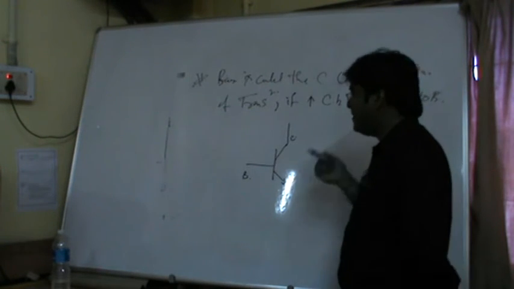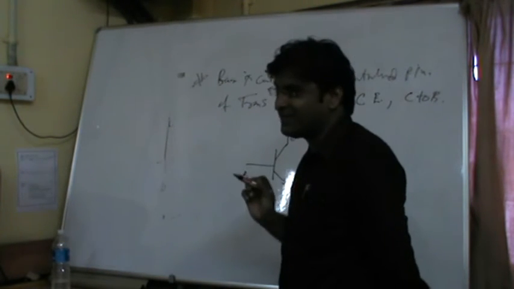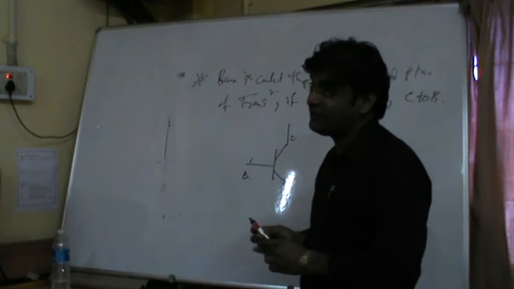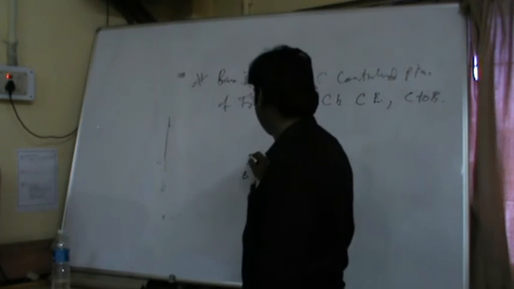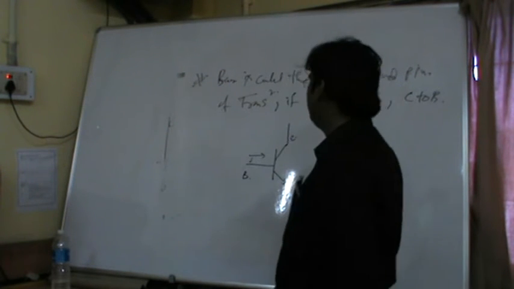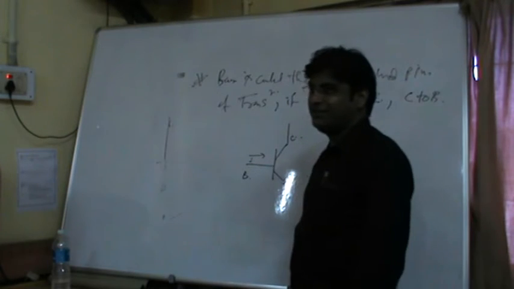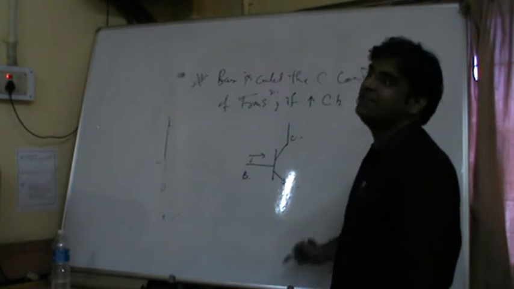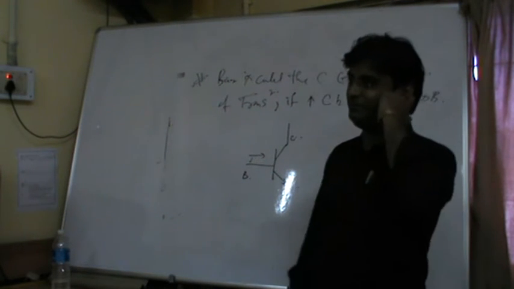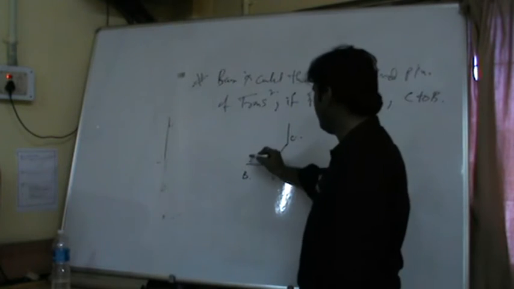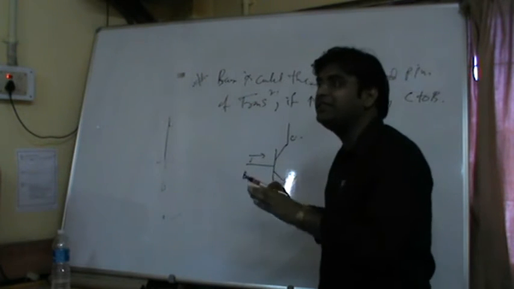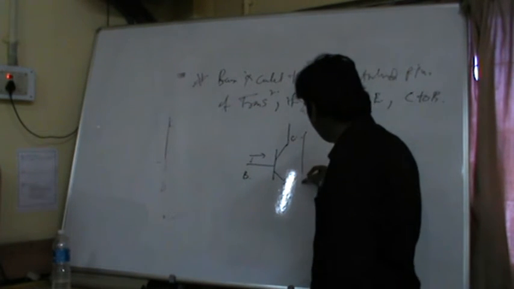What did I say? The base is called the current control pin of the transistor. If I increase the current in the base, then the collector to emitter resistivity decreases and a huge current flows from collector to emitter. Again, if I increase the current in the base, a very small current, for that reason the collector to emitter resistivity decreases and a huge current flows from collector to emitter.